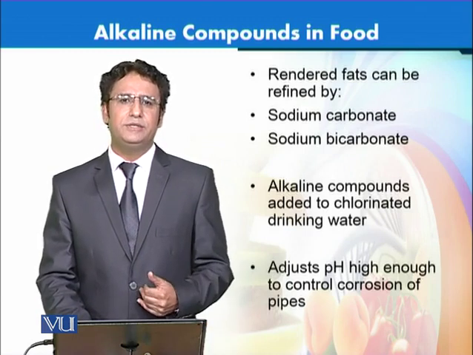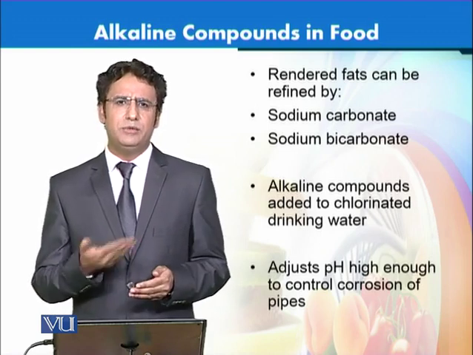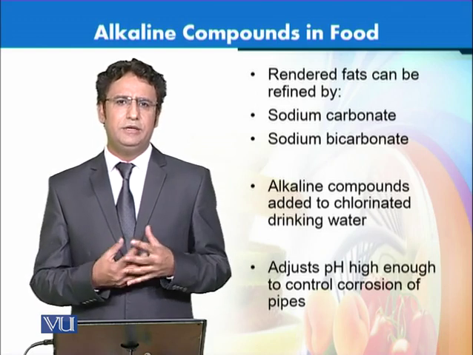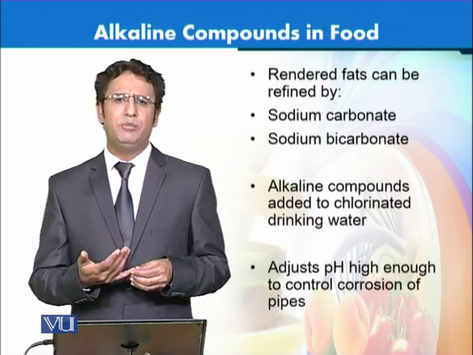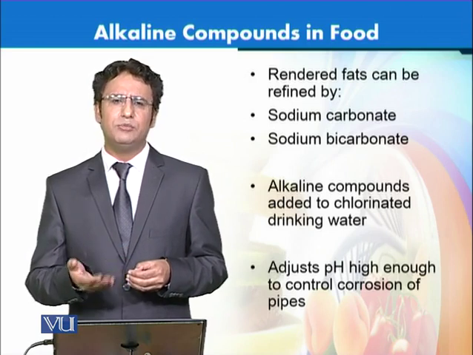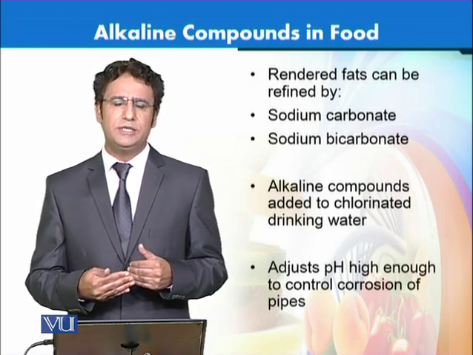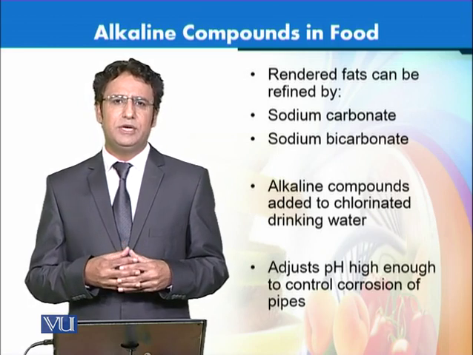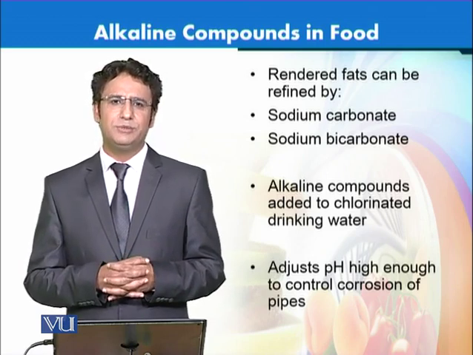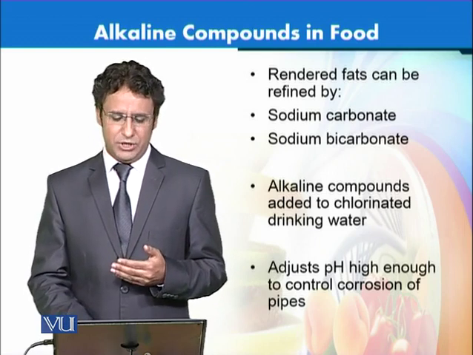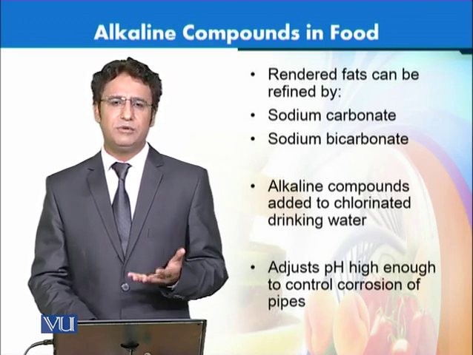Then rendered fats are again neutralized by alkaline compounds. By rendered fat, I mean when you have animal fatty tissue that is heated to produce fat from it. For example, we may produce this from chicken fat, or it can be produced from other animal fats such as beef or cattle or sheep or goat. The fat that is taken as adipose tissue from these animals after slaughtering can be heated and converted into an edible product by certain processes. This is called rendered animal fat, and this would be neutralized by addition of compounds such as sodium carbonate and sodium bicarbonate. So the pH would go towards neutral and it would have a desirable flavor profile.